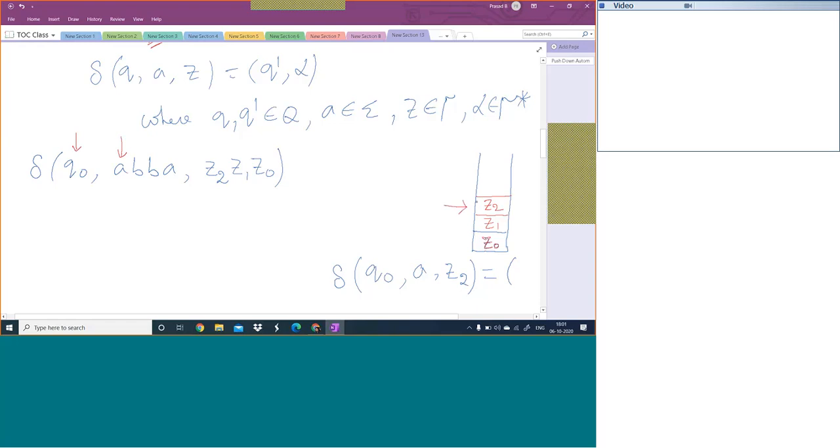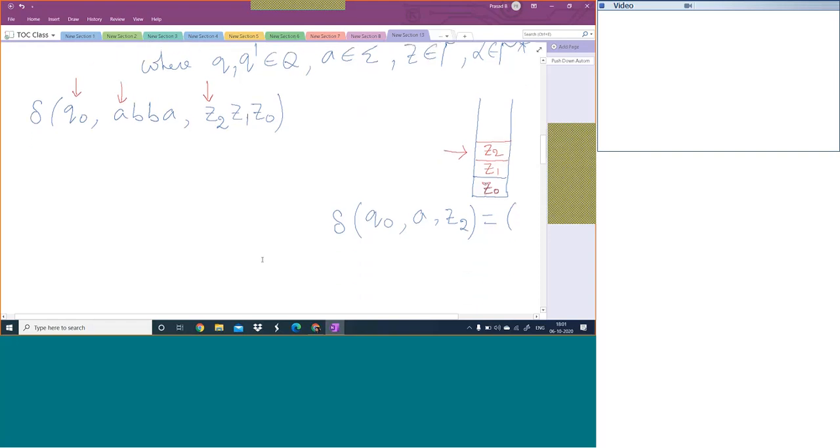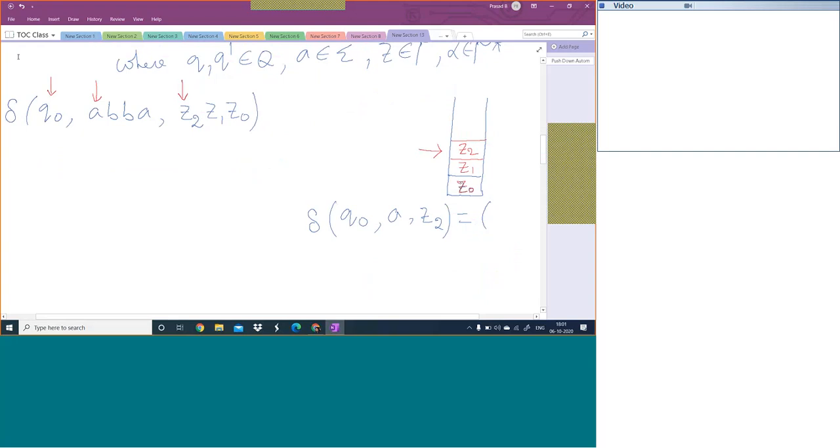Here, what is the topmost symbol? Z2. So, in every transaction, it takes the present state, the present input symbol, and the topmost symbol from the stack. So, Q0, A, Z2. Okay. Now this is the situation. You remember we have done some designs of finite automata. We have constructed different DFAs and NFAs for different languages. Similarly, the design of the PDA depends on the requirements.